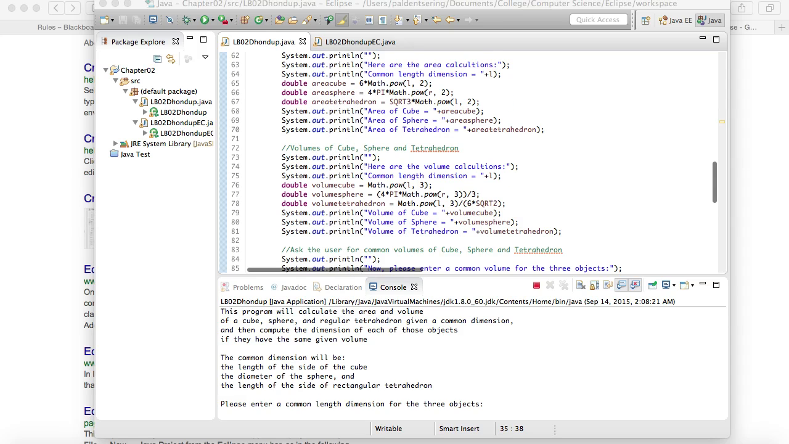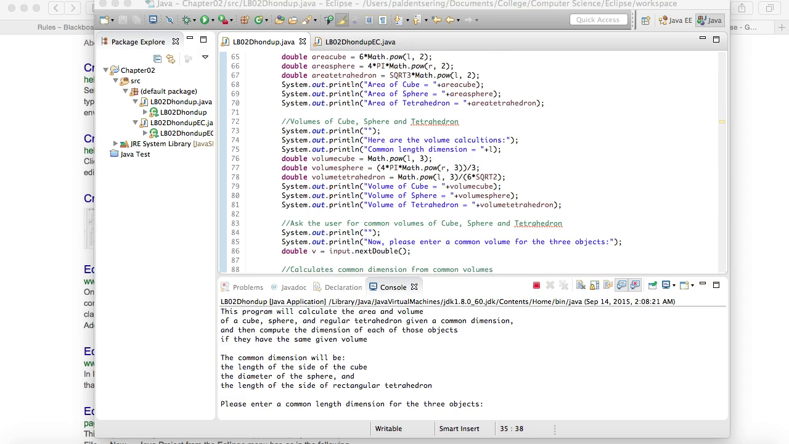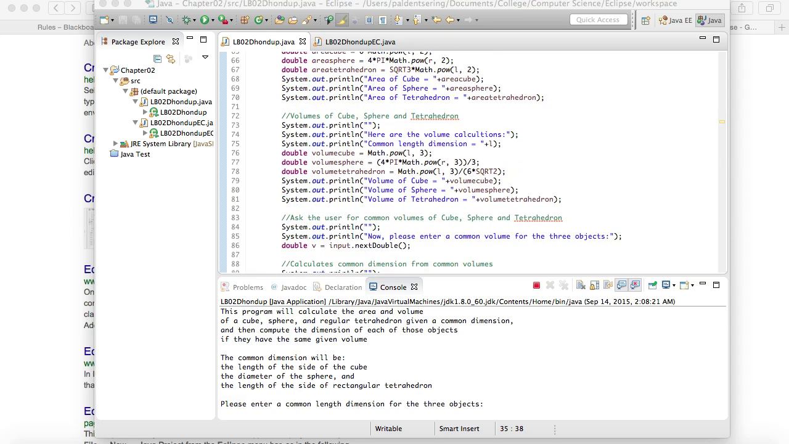And then for the volume, the volume of the cube is L cubed, and the volume of the sphere is 4 over 3 pi r cubed, with the same constant, pi. For the volume of the tetrahedron, I used L cubed divided by 6 times square root of 2. Square root of 2, same thing, I used the variable name instead of the number, and it's going to give you all the volume values.